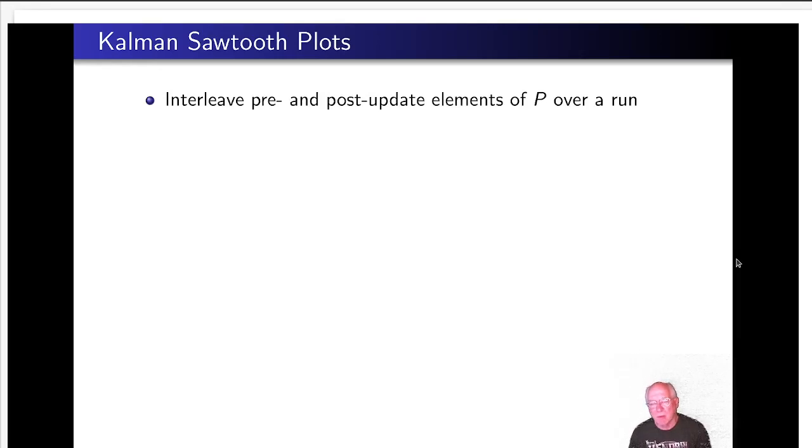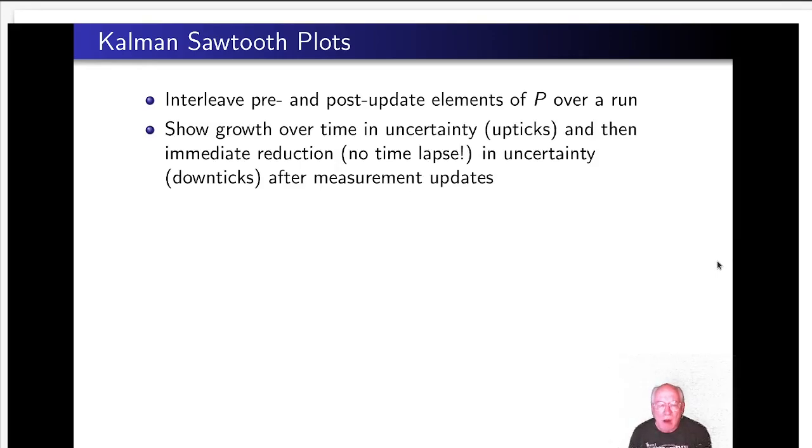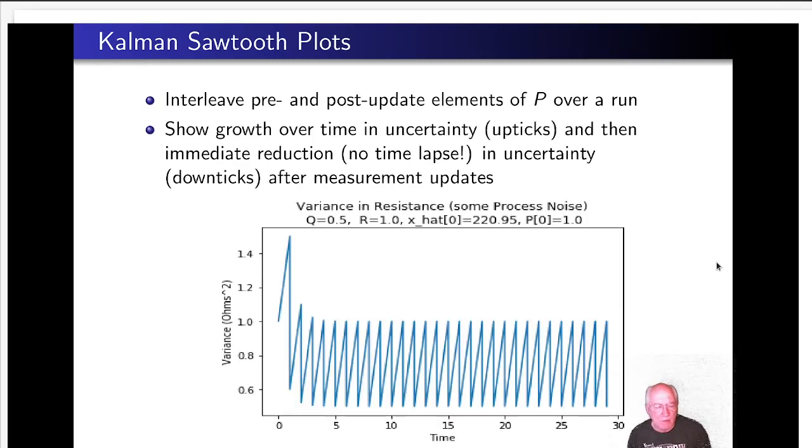And the Sawtooth plots, they interleave the pre and post update values of the diagonal elements of the P matrix. So they show growth over time in uncertainty in the estimation of a given state, and then they show an immediate reduction in uncertainty after the update is applied. So here's an example. You can see in going from the time step 0 to time step 1, there is a growth in uncertainty, as we talked about in the last video. And then immediately at time step 1, once we have a measurement, we can update the covariance, and therefore there's a rapid drop, immediate drop in the uncertainty. So you get this sawtooth pattern.